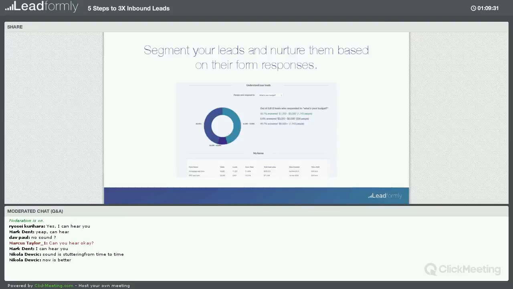Okay, so the next thing I want to talk about is segmenting your leads and nurturing them based on their responses. It's quite likely that your leads are all going to be quite different.